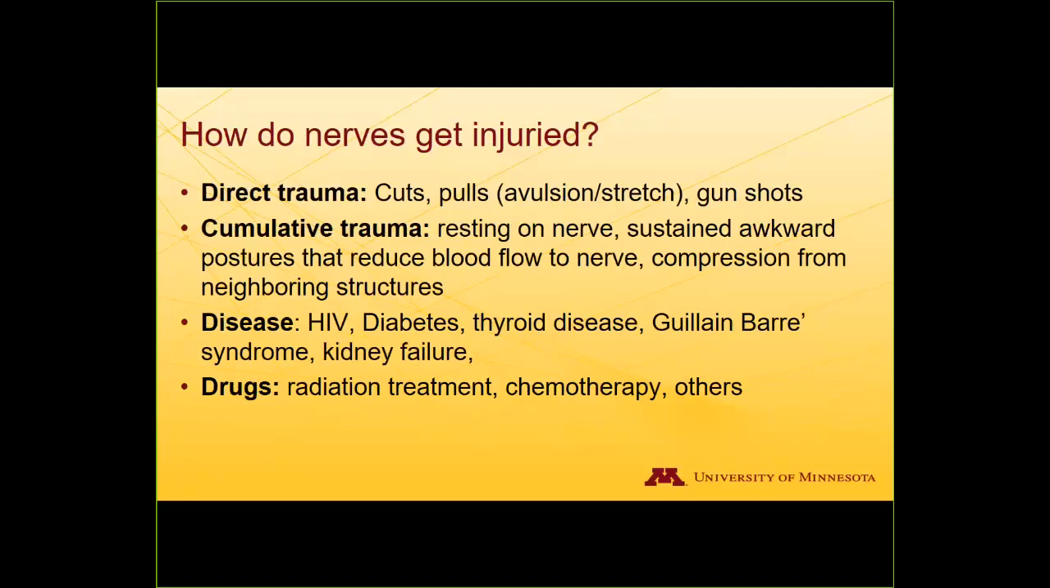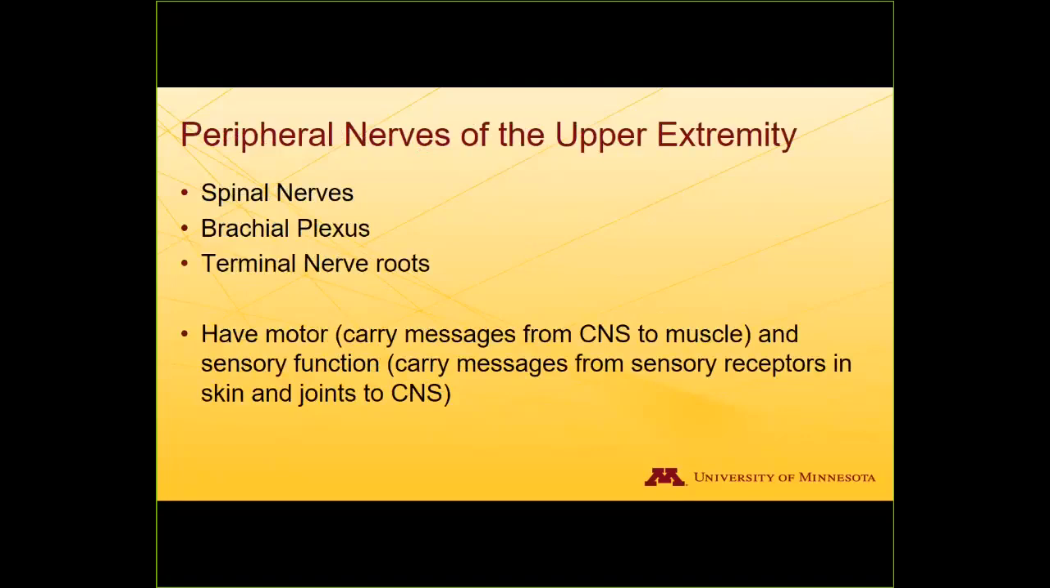Okay, and this is important to understand because we'll be talking about where these nerves are injured from a compressive standpoint or a cumulative trauma standpoint. So peripheral nerves, we're going to talk a little bit about spinal nerves. We're going to talk about the brachial plexus. So basically, we're going to talk from proximal to distal. And we're going to talk about terminal nerve roots.